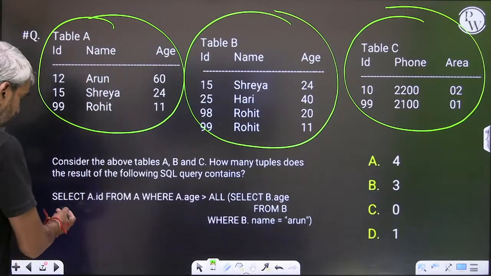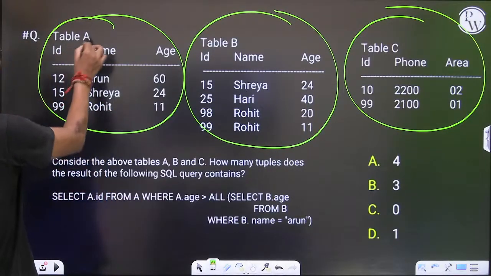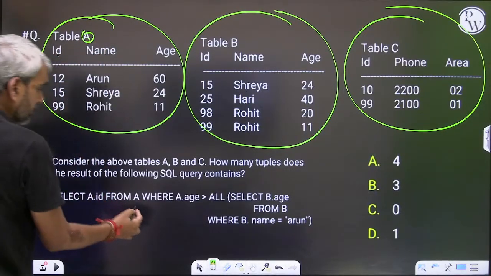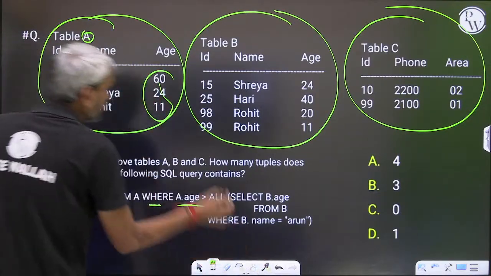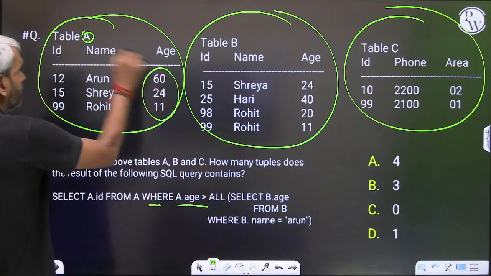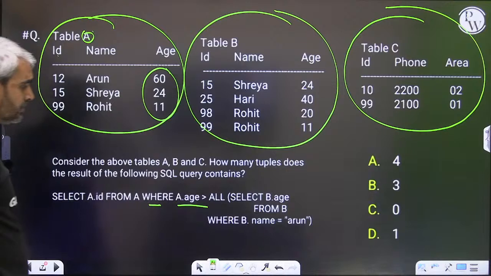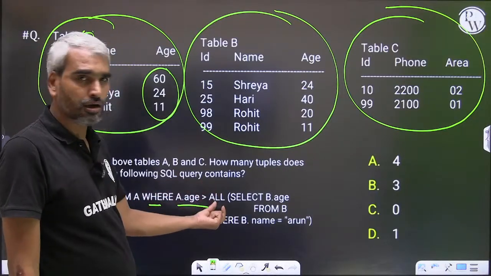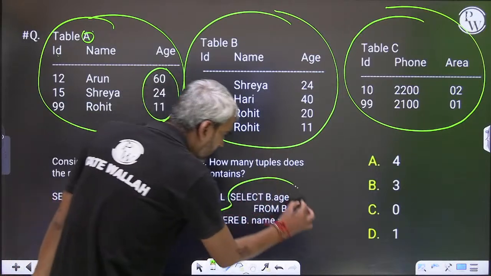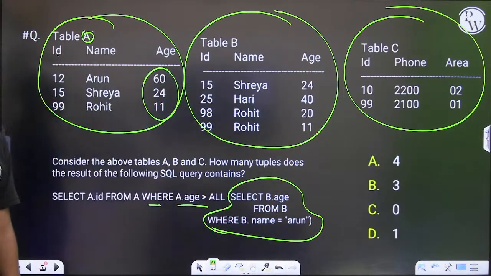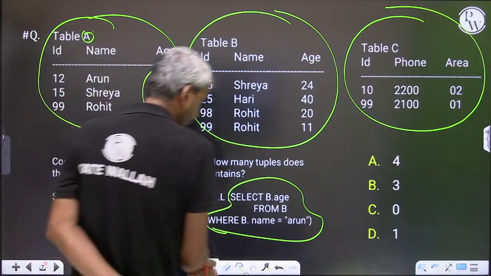Damn easy. So look at this. Select A dot ID from A. So we need A dot ID from relation A, where A dot age, the age of the person in table A, should be greater than all the values present in the output of this inner query. B for Bihar. Yeah, correct.